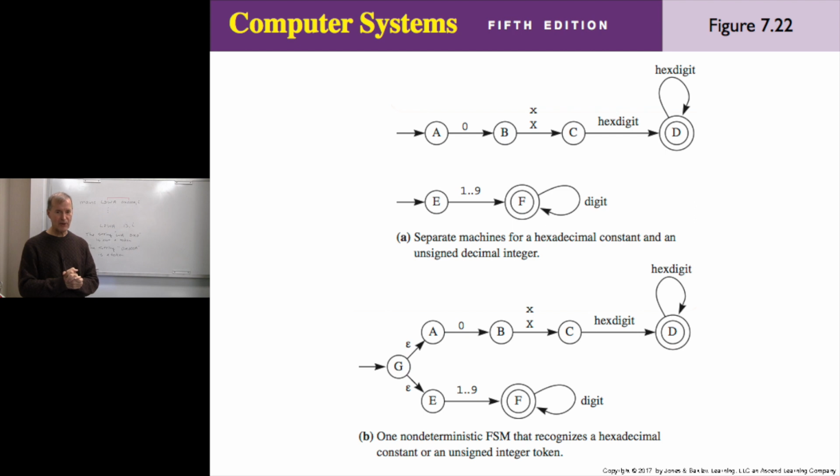You go from where to where? From G to B. From G to B on what? On 0. And then you'd also do what? Go from G to F on what? On 1.9.